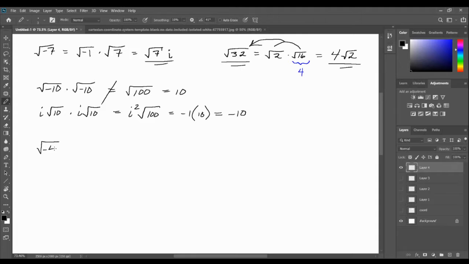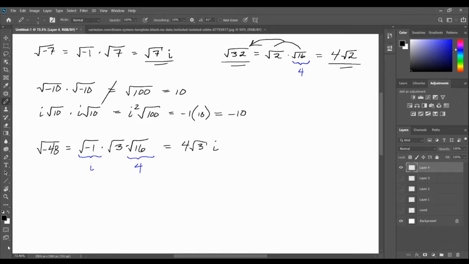Let's look at the square root of negative 48. That's like the square root of negative 1 times what looks like the square root of 3 times the square root of 16, because 3 times 16 is 48. Square root of 16, once again, is an integer. Square root of negative 1 is i. So we have 4 times i times root 3. So 4 root 3 i would be the square root of negative 48.